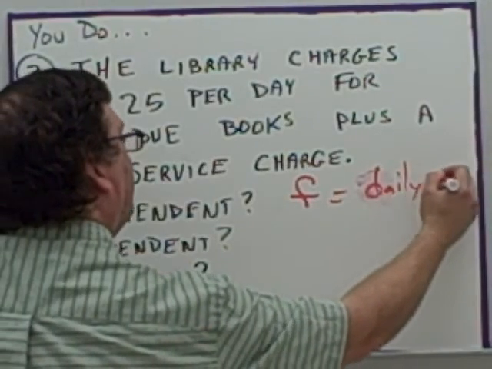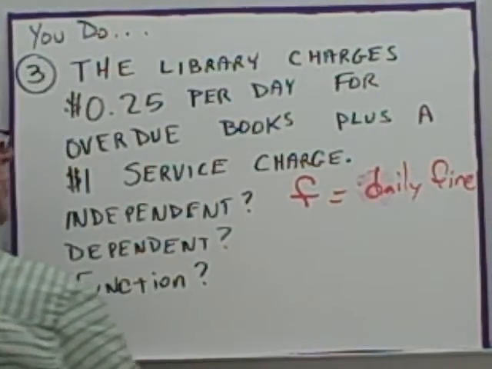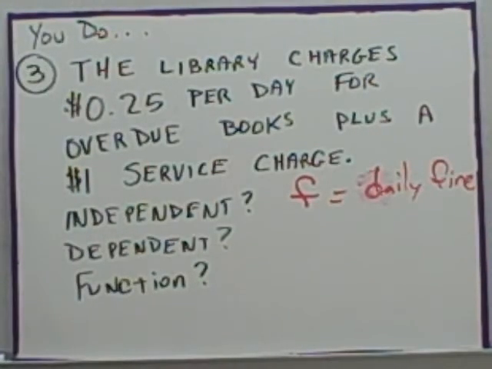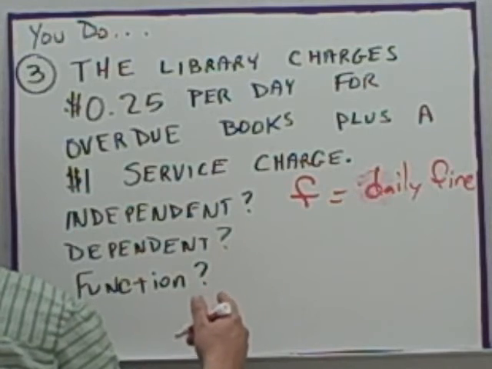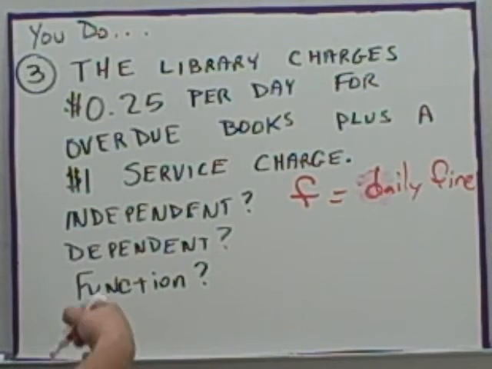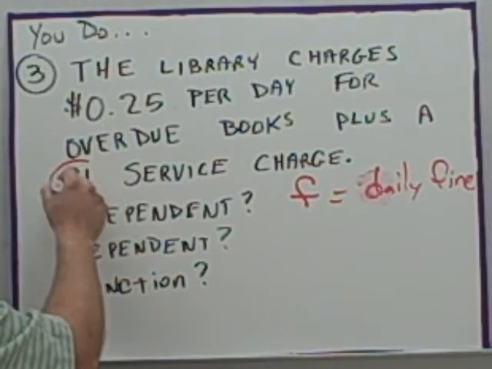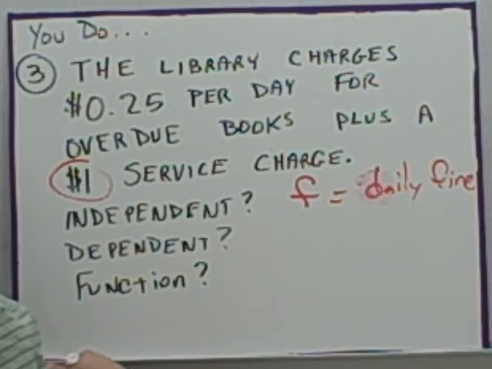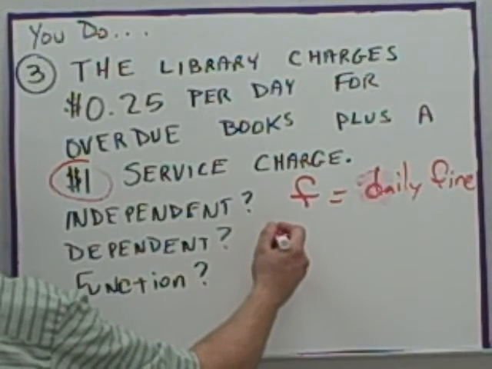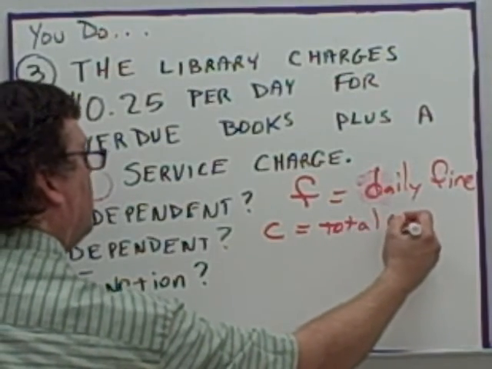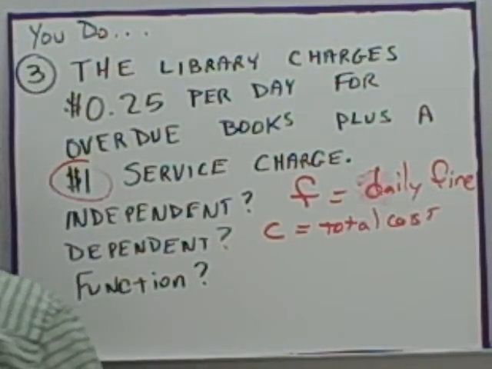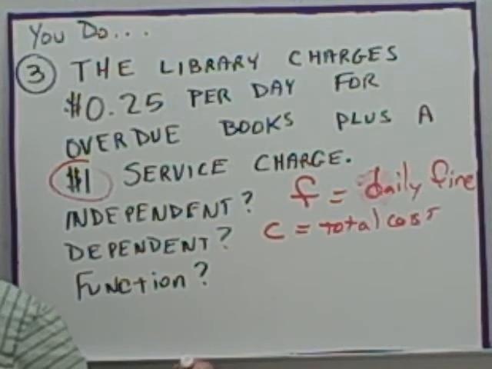daily fine. Did they use the word fine in the problem? No. Is that what it means, though? Yes, it is a fine. And there's also the service charge, but that's a one-time fee. So we don't have to declare a variable for it because we're just going to use that one-time fee. The dependent variable would again be the total cost. Or you could say total fine.